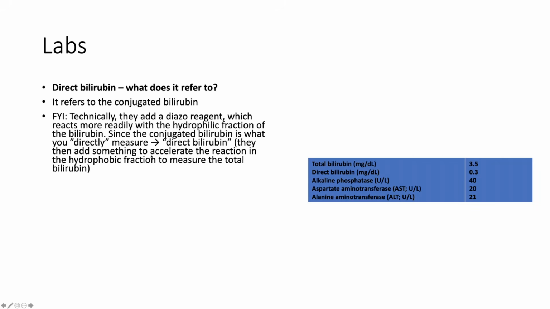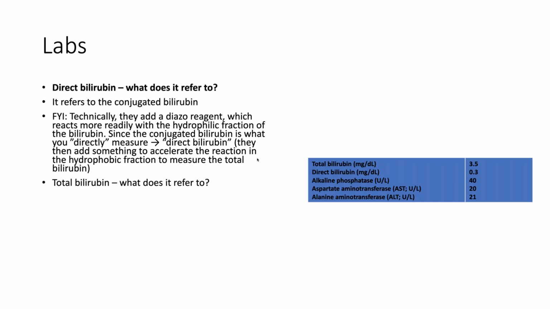And so that's basically the reaction you're measuring. So it's called direct bilirubin because that's the thing that you're actually measuring. They call it indirect bilirubin because it's the thing that you're only indirectly measuring. Kind of cool, yeah. So Saba, what does total bilirubin refer to?